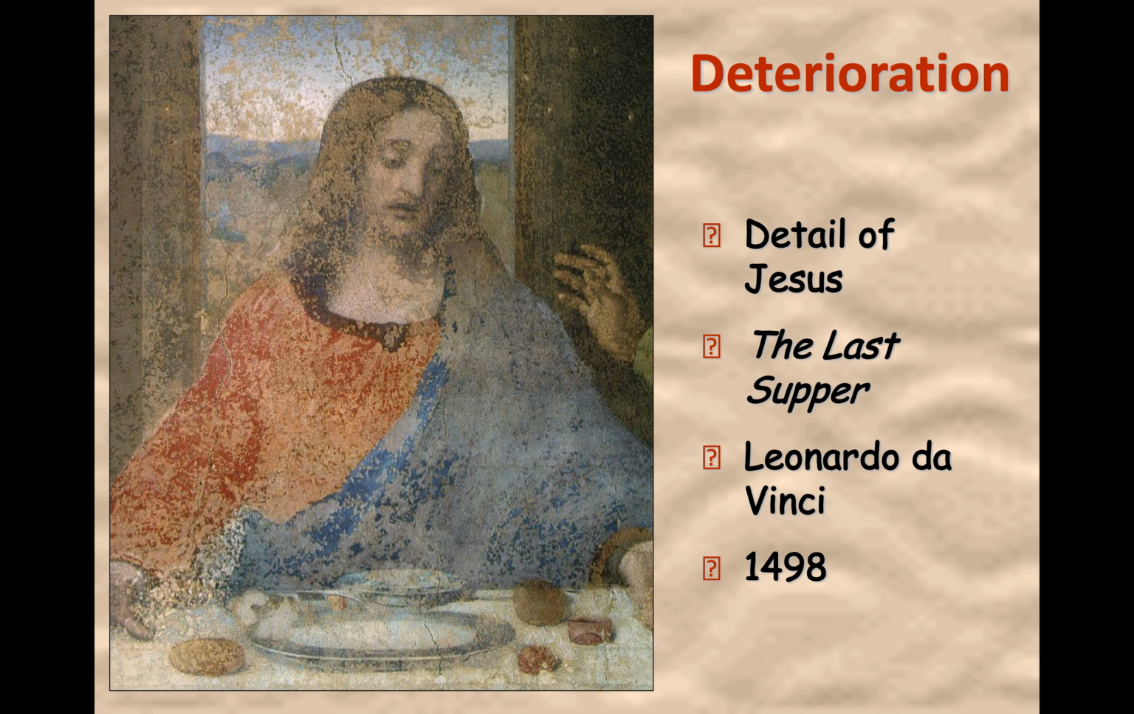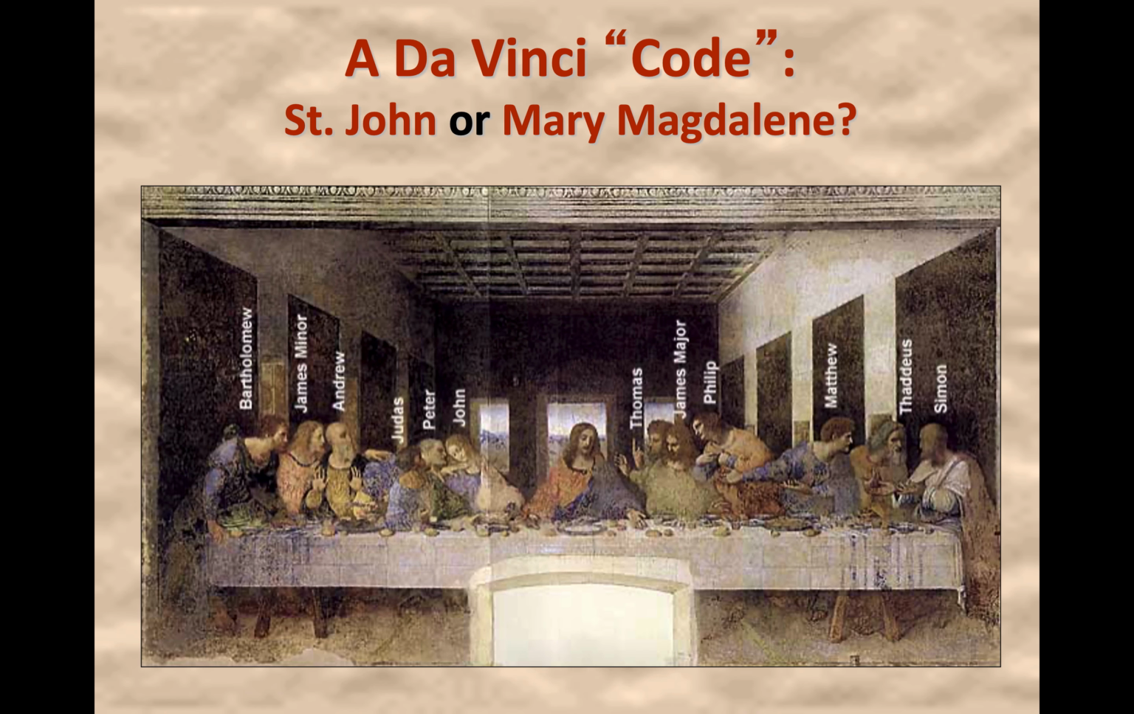Part of the deterioration, ladies and gentlemen, is just from the sun and the natural elements, and we can see underneath the plaster. Remember, these are frescoes, because Italy is hot. We can see the plaster underneath this fresco, the deterioration. This is the Last Supper by Da Vinci, and here are some of the different apostles with Jesus at the Last Supper.